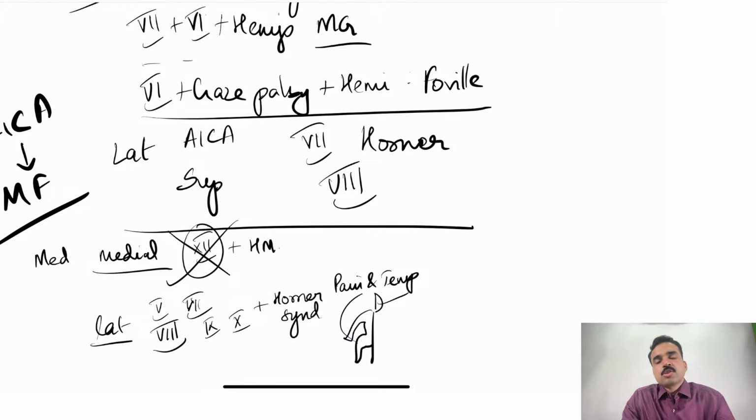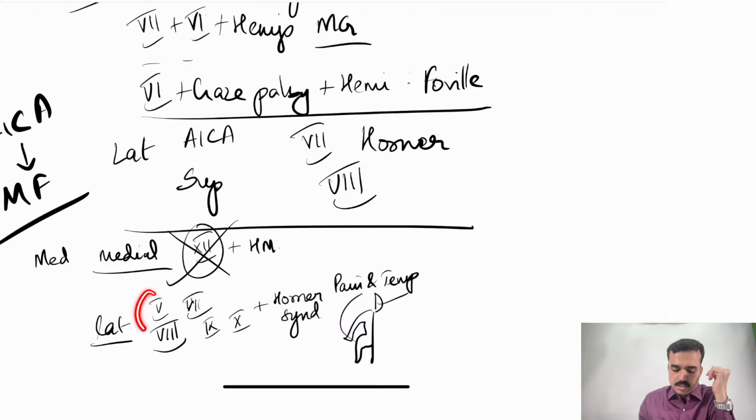When you ask them to protrude the tongue, if there's a right-sided hypoglossal nerve palsy, the tongue will also deviate to the right. So the tongue deviates to the same side of the lesion. Along with that, contralateral hemiplegia. In medial medullary syndrome, there is going to be hemiplegia. In lateral medullary syndrome, no hemiplegia. Instead, they'll have all the other cranial nerves getting involved.